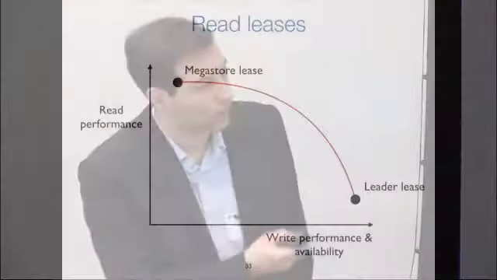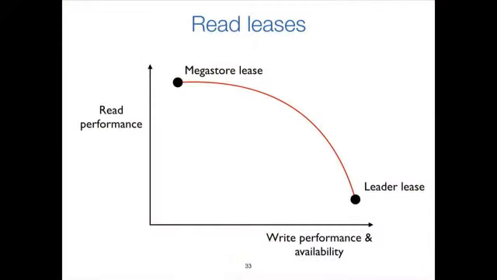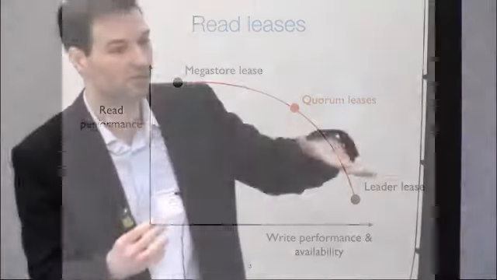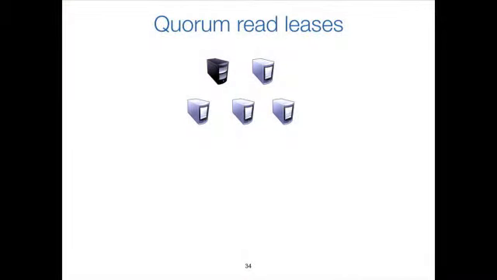And in our work, we set out to explore the space in between. I'm going to argue that we can do so with something that we call Quorum leases. Quorum leases allow us to get the right trade-off for our application between read performance and write performance. And furthermore, I'm going to argue that they actually get us most of the benefits of both the Megastore and the leader lease. The idea here is pretty simple. Instead of having one replica hold the lease, or all replicas hold the lease, we can let an arbitrary subset of the replicas hold the lease.